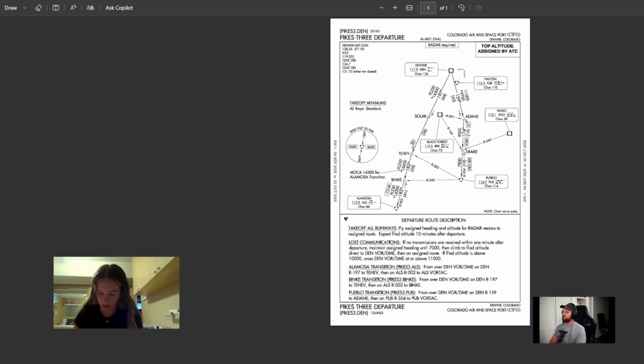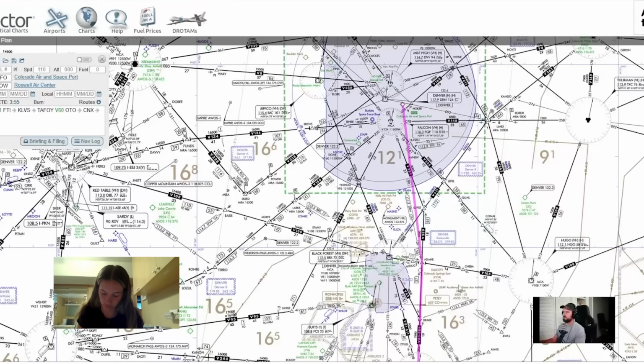Yeah, so the Pikes 3 departure is basically, sorry, I have to decide which chart I'm going to look at, but they're the same. So you're flying on the 059 radial from the Denver VOR at or above 97, and then to Adane, and then down at 9,000 to Drake, and then to the Pueblo VOR. Awesome.